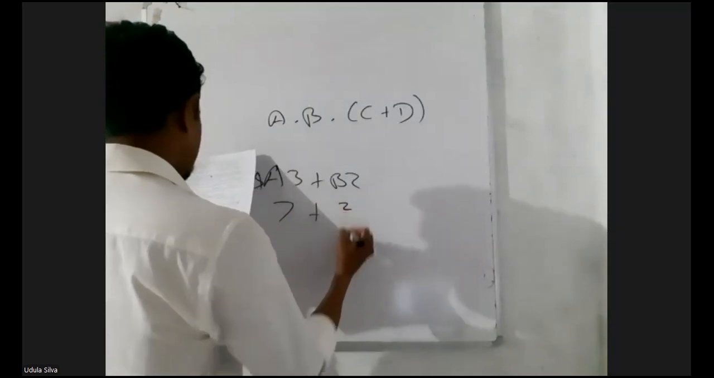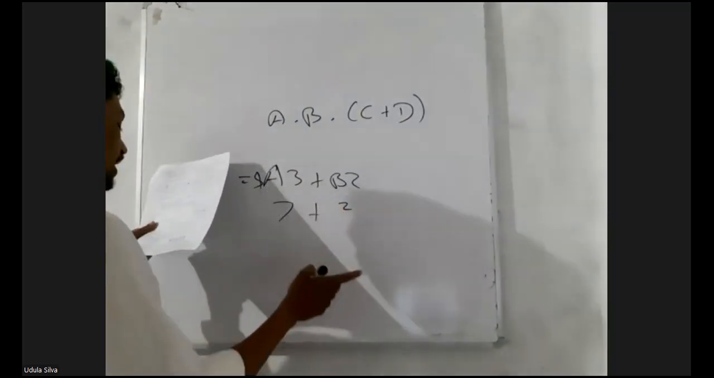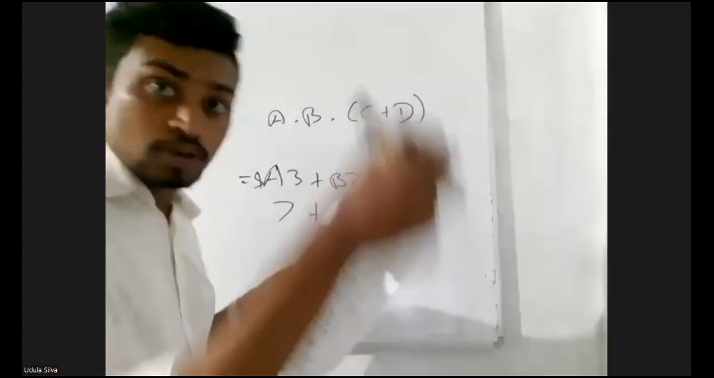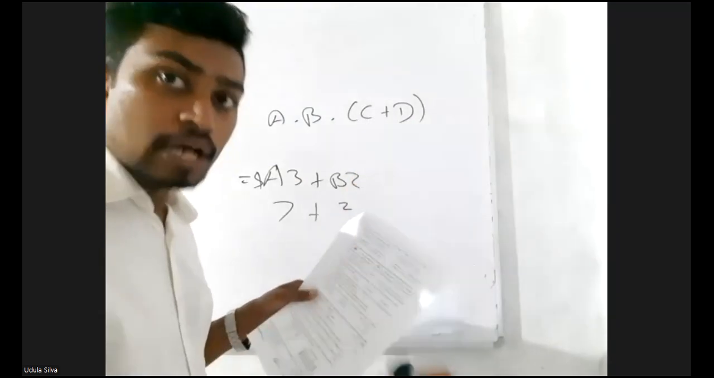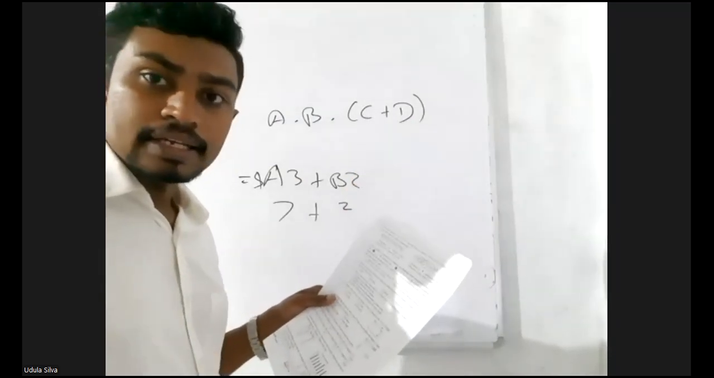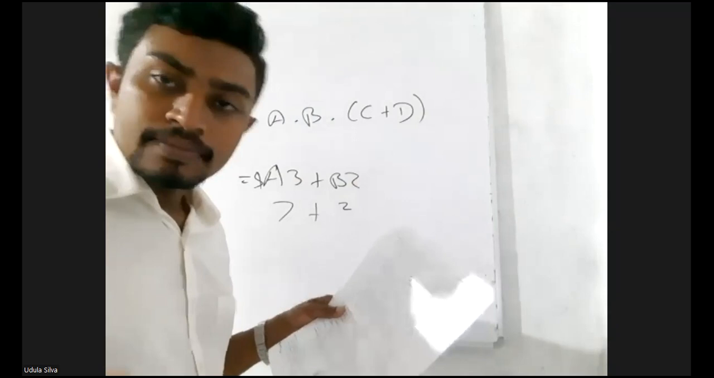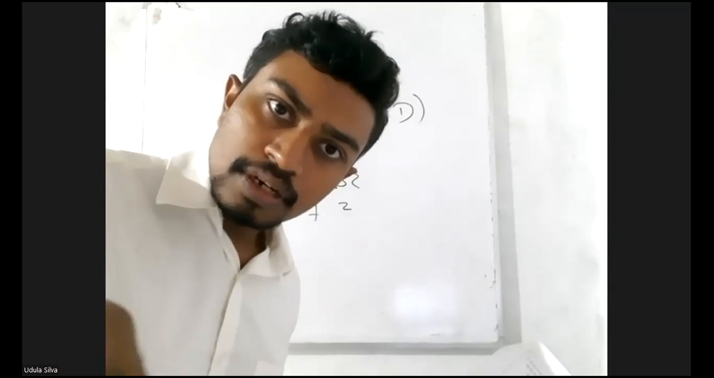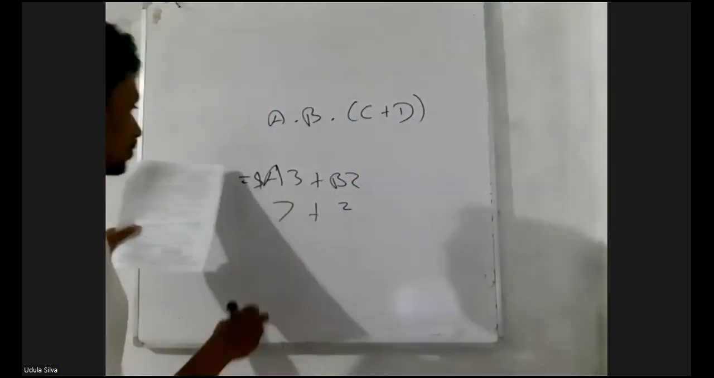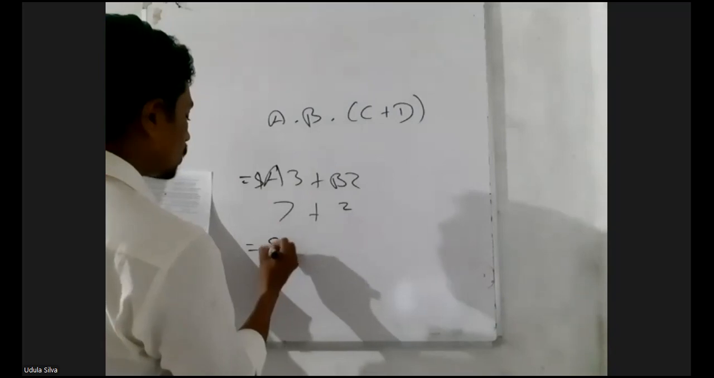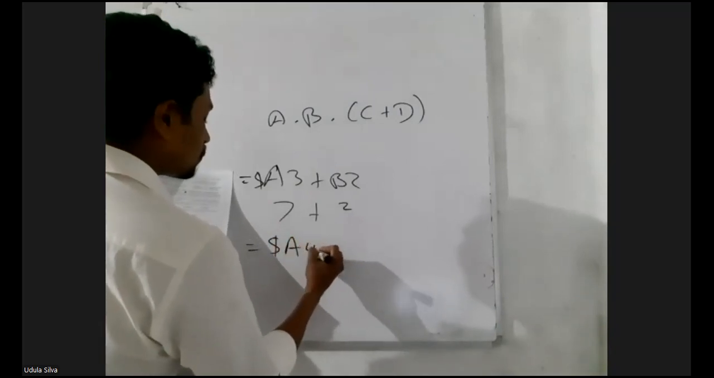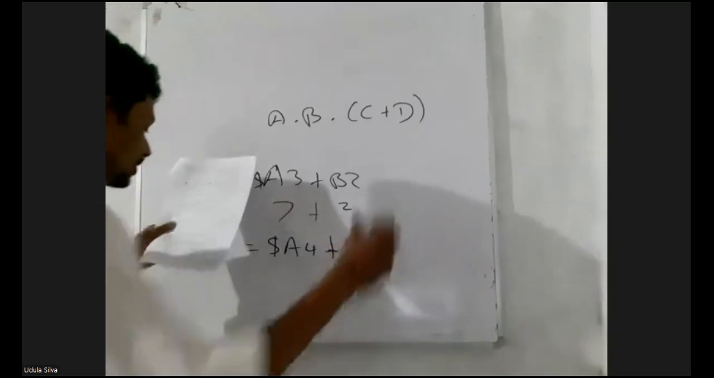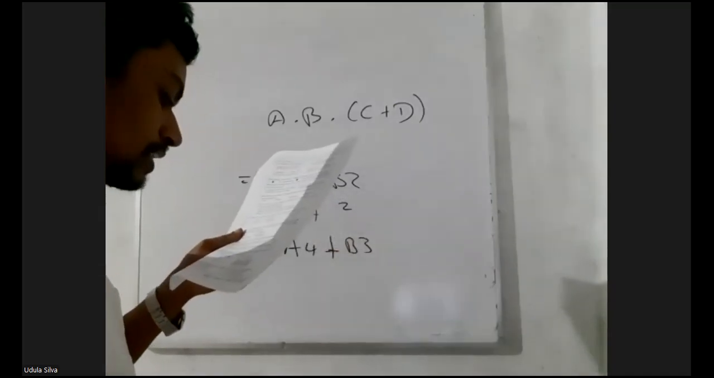B2 is 2. So this is what we have in C4. When we copy this to C5, we are pulling it one row down, right? So $A3 will become $A4, and B2 will become B3. Because you are pulling it one row down, C4 becomes C5, everything shifts.